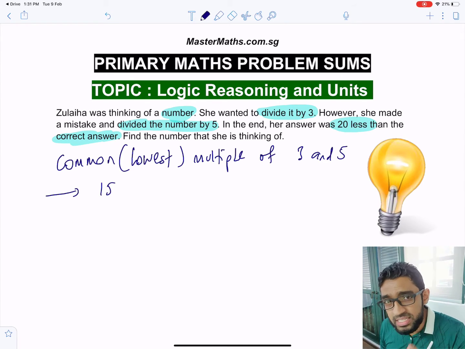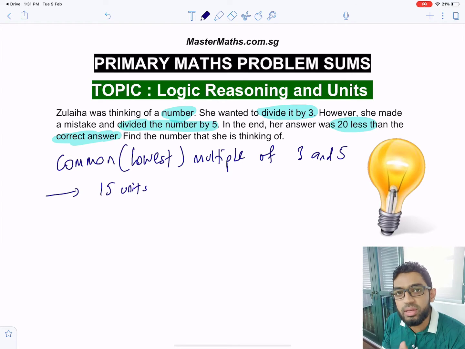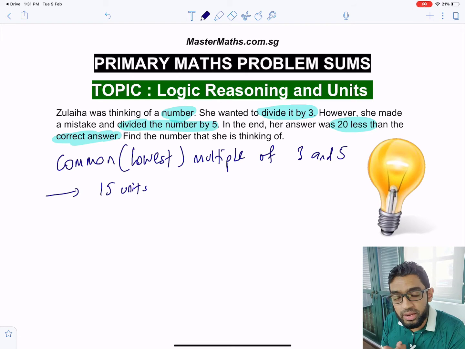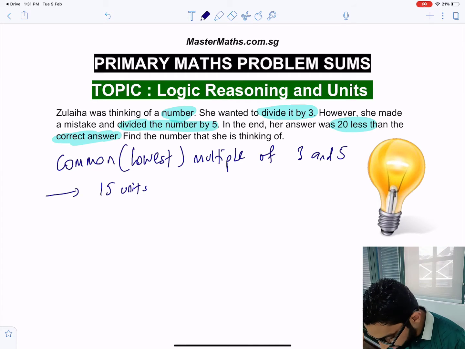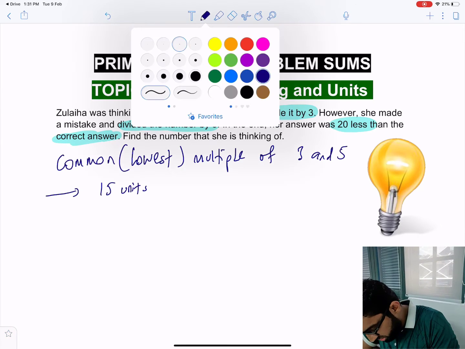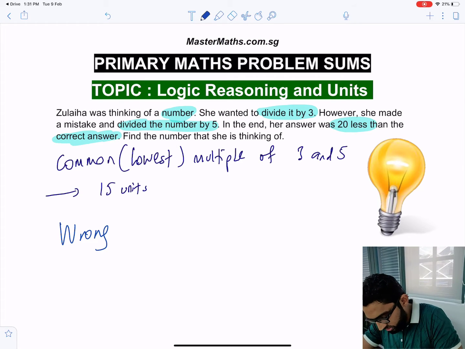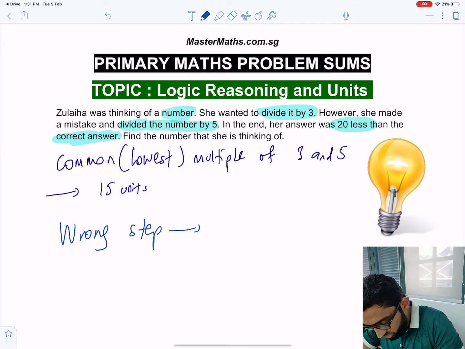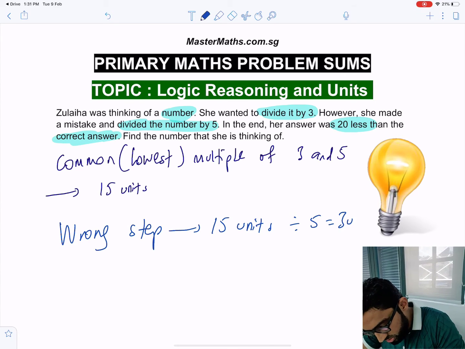Now, take note, this 15 is 15 units because we don't know exactly what 1 unit is worth. And this 15 units allows us to divide by 3 and also by 5. So we first find a common multiple of 3 and 5, which is 15 units. Now, this was the wrong step that she did. She took this 15 units and divided it by 5. This will give us an answer of 3 units.